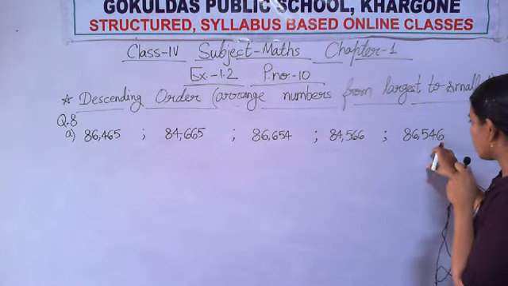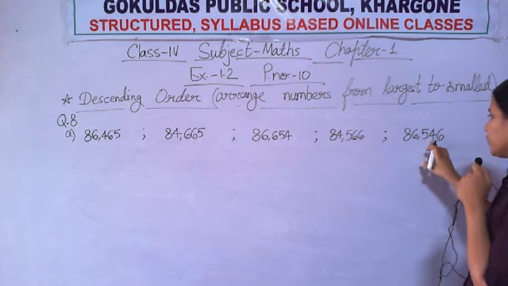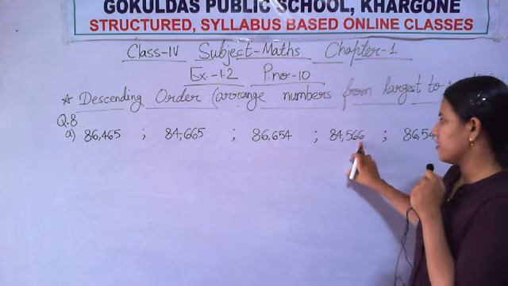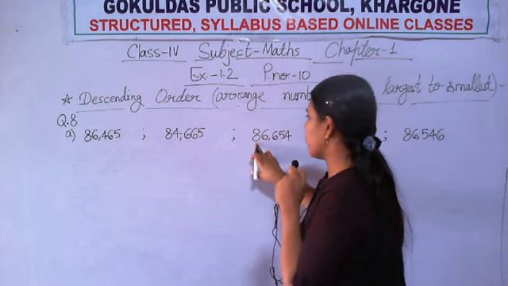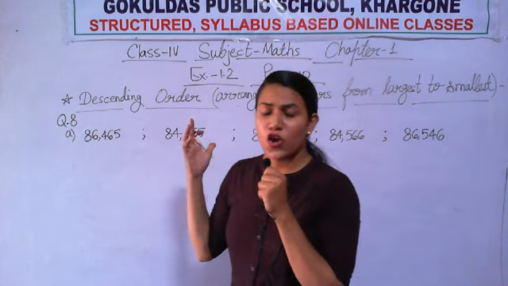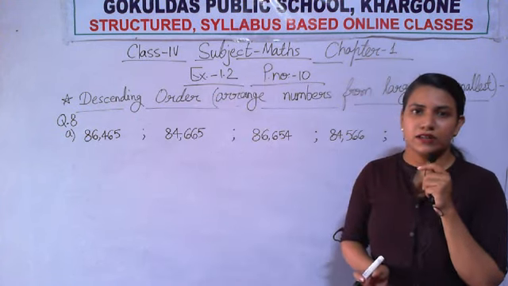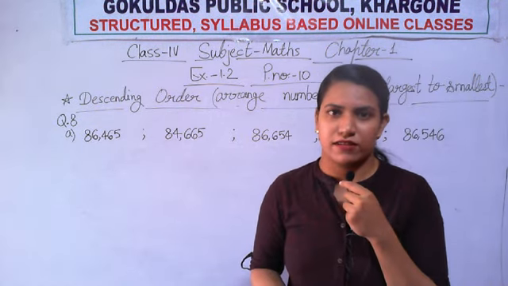First, count the number of digits in each given number. So start counting: 1, 2, 3, 4 and 5 digits in this number, 5 digits, 5 digits, 5 digits, 5 digits. All the numbers have 5 digits. So we cannot conclude which one is greater.